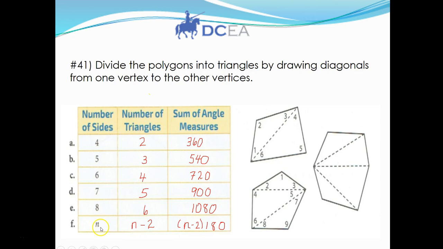So here is our formula. If you have an unknown number of sides, the formula is n minus 2, which is the number of triangles. You can see this. The number of triangles is the sides minus 2. 5 minus 2 is 3. 6 minus 2 is 4, and so forth, times 180 degrees. So be sure to have this formula in your notes, and it's solving the sum of the angle measures in a polygon.